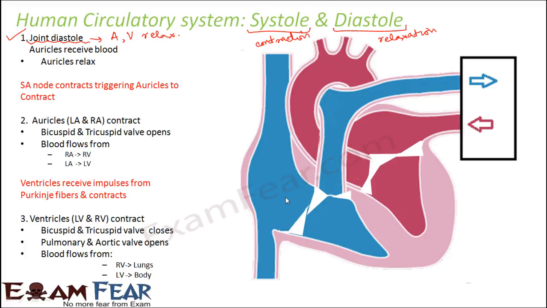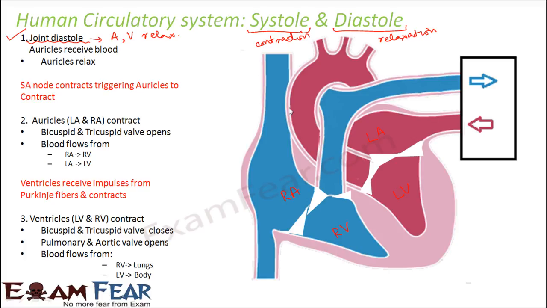Now here in this picture, you can actually see which are the auricles and which are the ventricles. So this is right auricle, this is left auricle, this is right ventricle and this is left ventricle. These are the four chambers of the heart. Now in the first step, all of them are in the relaxed state. Now what happens here? The auricles keep on receiving blood.